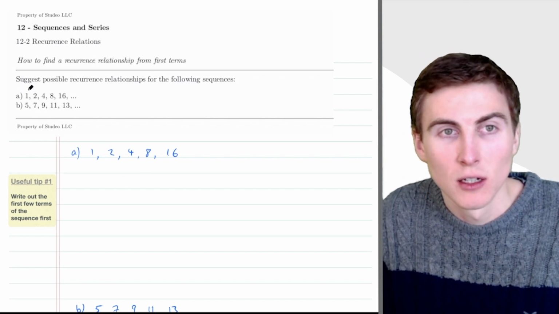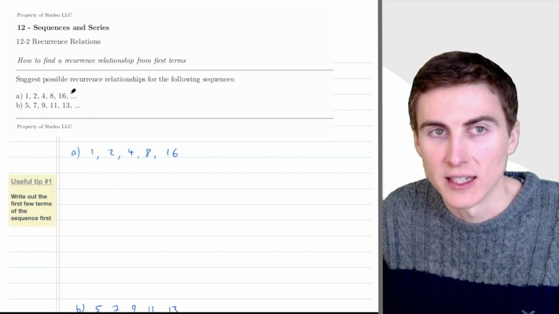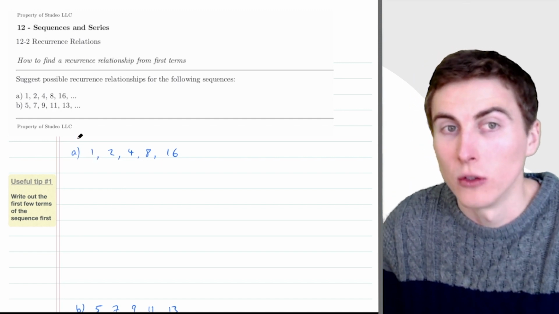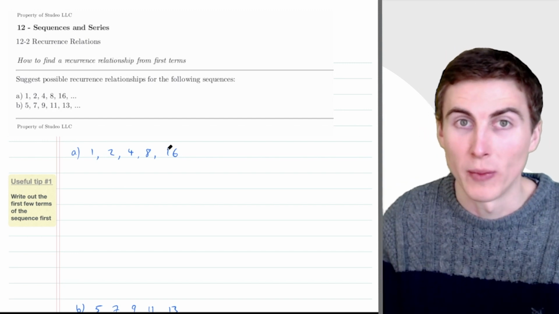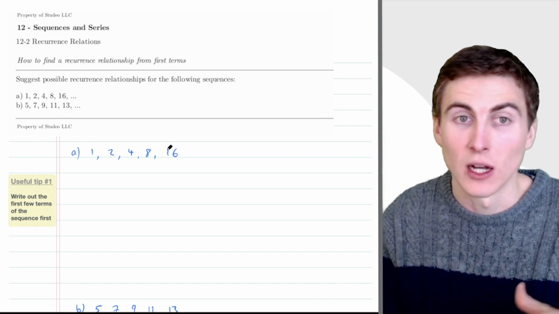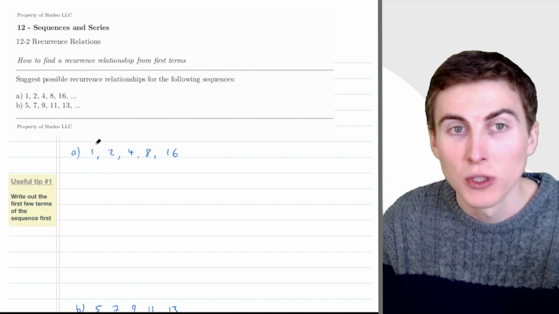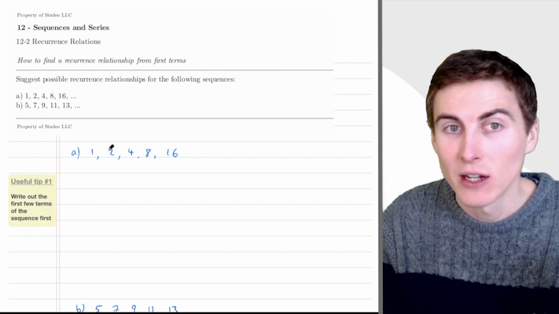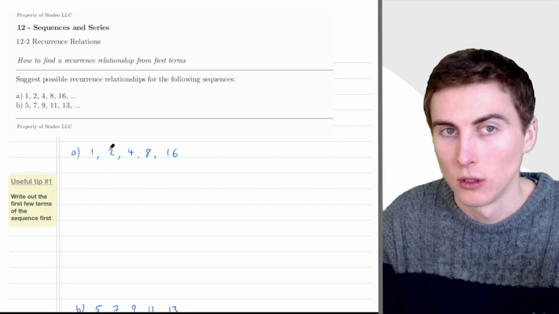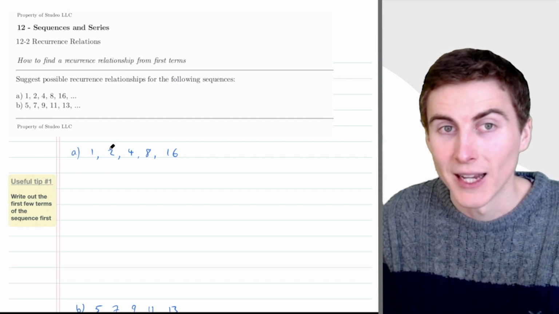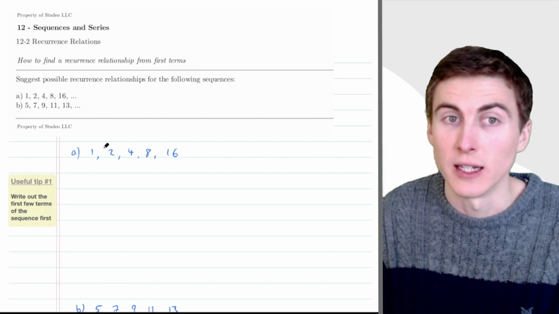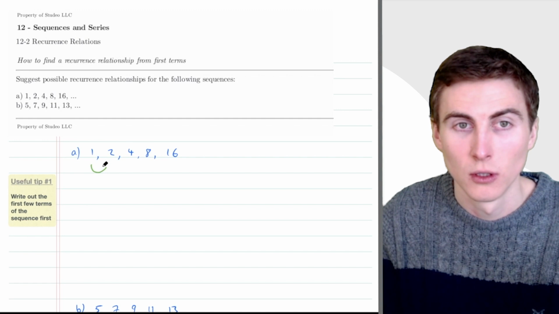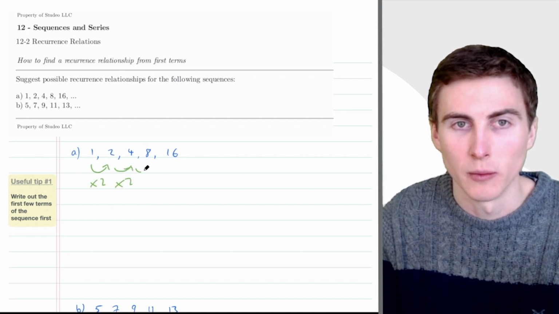So the first pattern here, 1, 2, 4, 8, 16. What I'd do is write out the sequence, and we need to find out what the pattern is. That's the main thing we need to do here, find out what's going on. To get from 1 to 2, I could add 1 or multiply by 2. And then to get from 2 to 4, I could add 4 or multiply by 2 again. So the thing that's consistent here is that we can multiply by 2. Yeah? Multiply by 2.